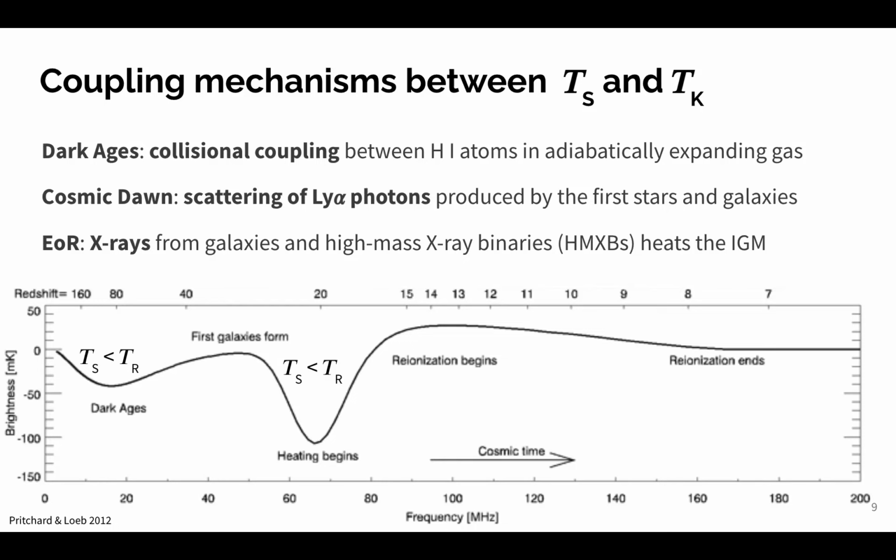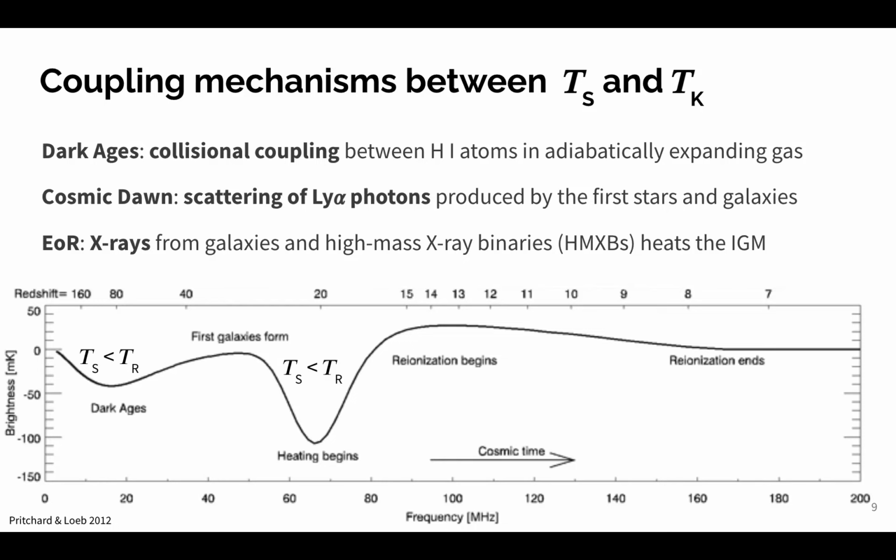So those are the 3 periods and the coupling mechanisms that occur and the physics that's going on behind the global 21 centimeter signal at each of these redshifts. How about reionization in the concept?